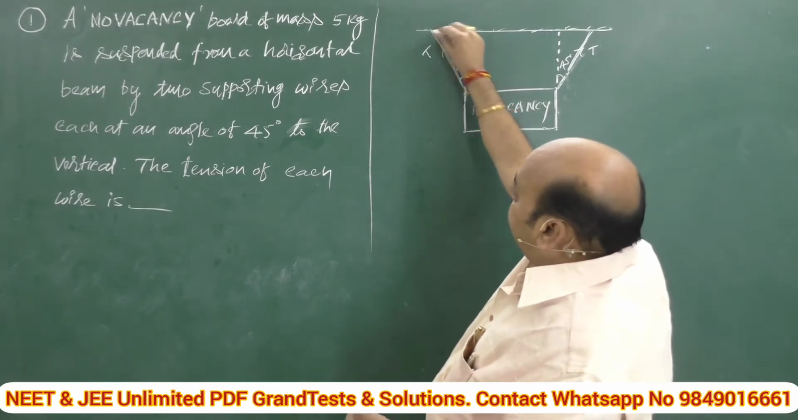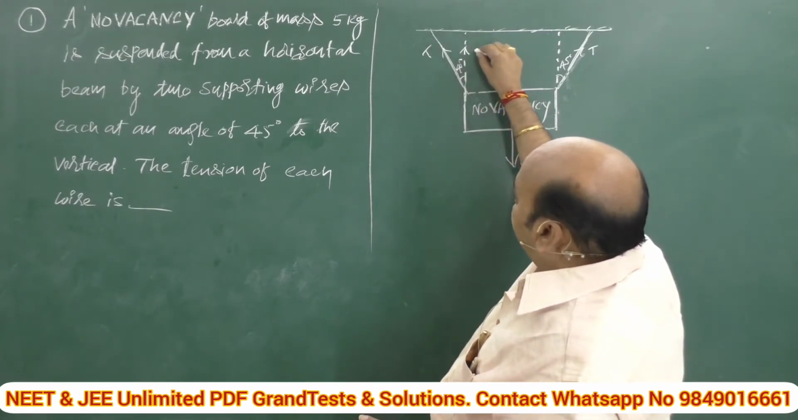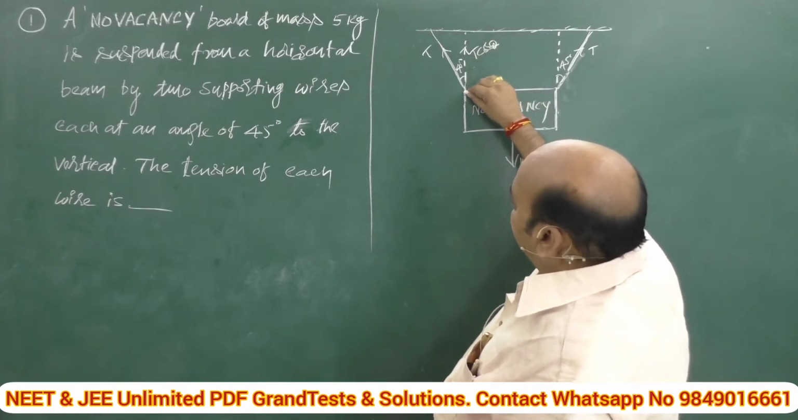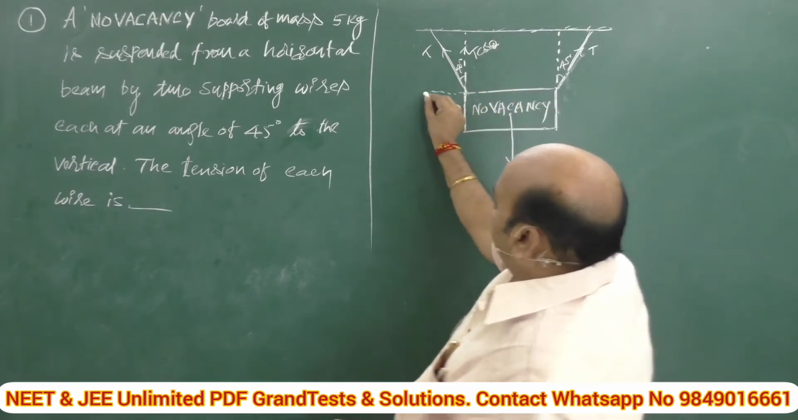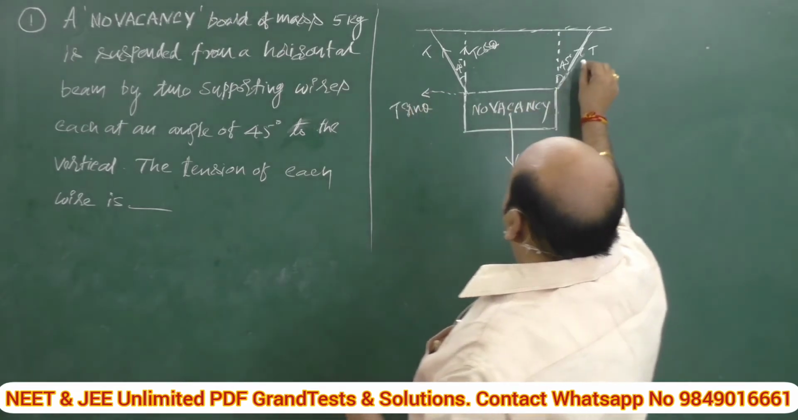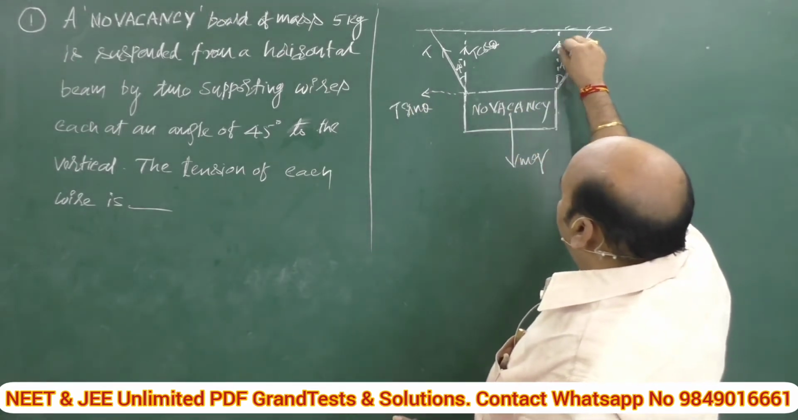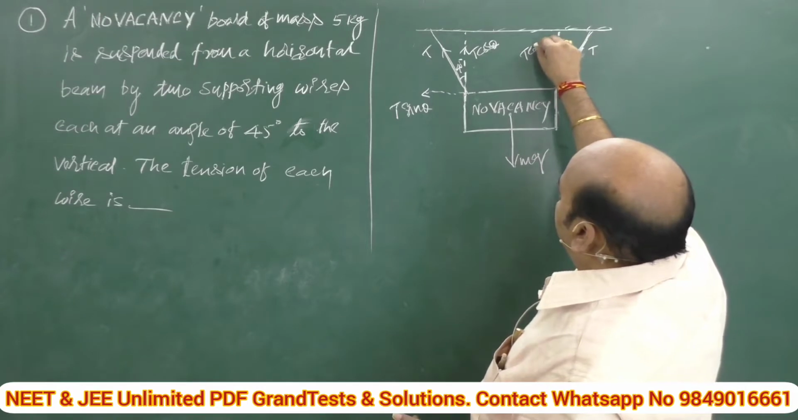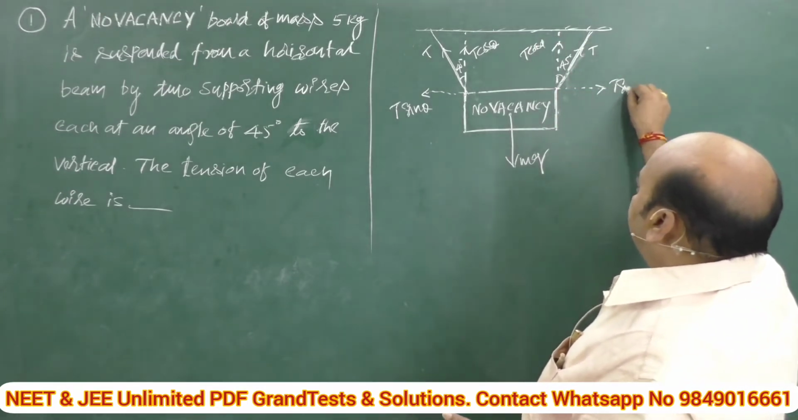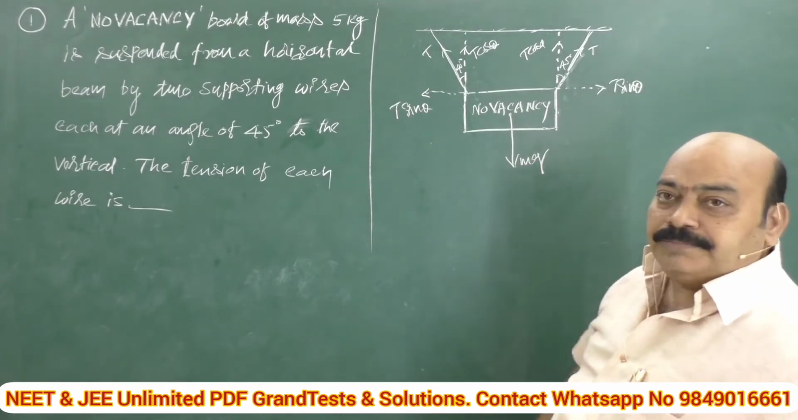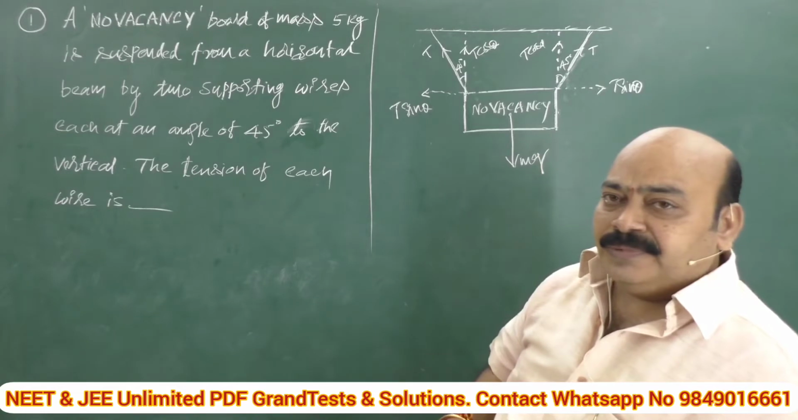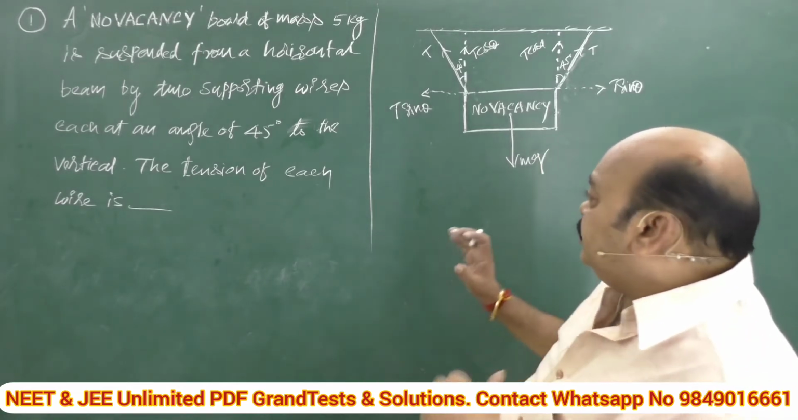See, I will resolve this tension like this. It is nothing but T cos theta, and the second one will be directed outward, T sin theta. Similarly, this tension will be resolved into T cos theta, and outward it is T sin theta. Why do we have to resolve? That is the question. This procedure is learning.